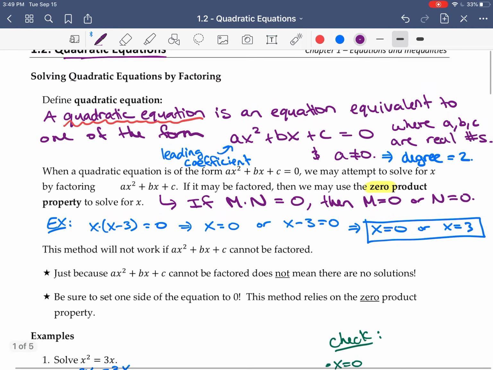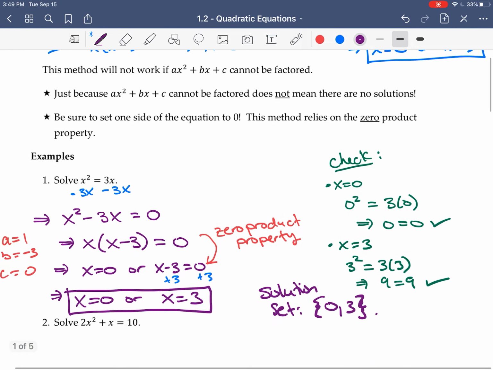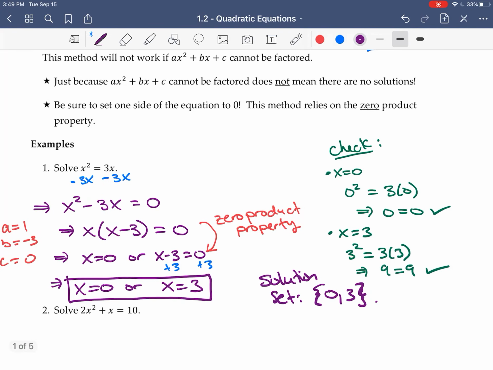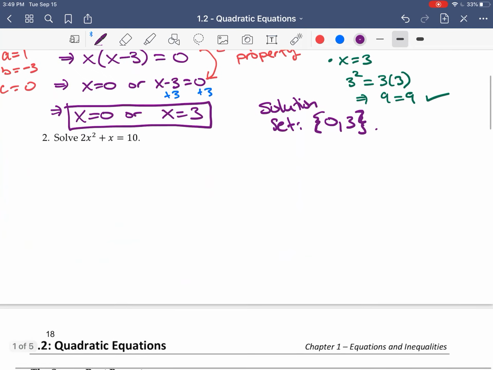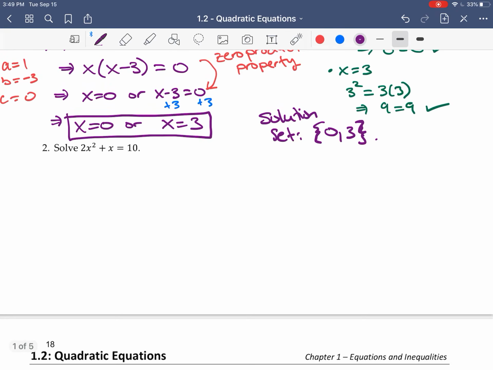So if you want to solve an equation of that form, one thing you can do is factor it. So if you set it equal to 0, then you can factor it. So we're going to do that for example 2 here. So the first thing I'm going to do is move the 10 to the side with the x's so that I have a 0 on the right hand side. Okay, so that's going to give me 2x squared plus x minus 10 equals 0.